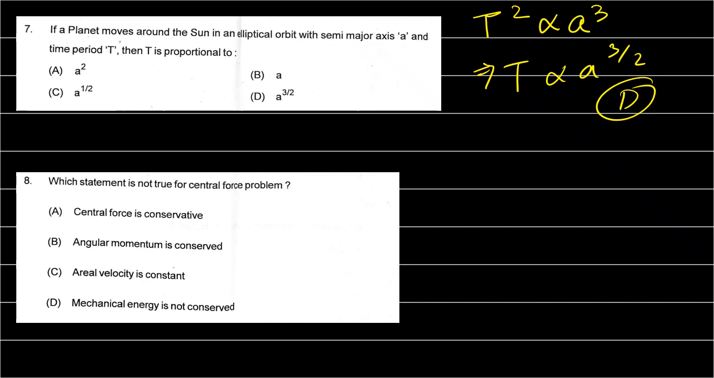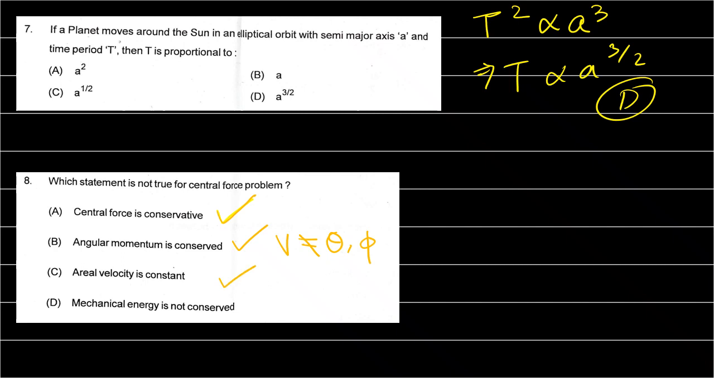It is to answer which statement is wrong. So central force is conservative. We know angular momentum is also conserved in a central force problem because your potential does not depend on theta or phi. So angular momentum is conserved. Areal velocity is also constant. There is a proof also.